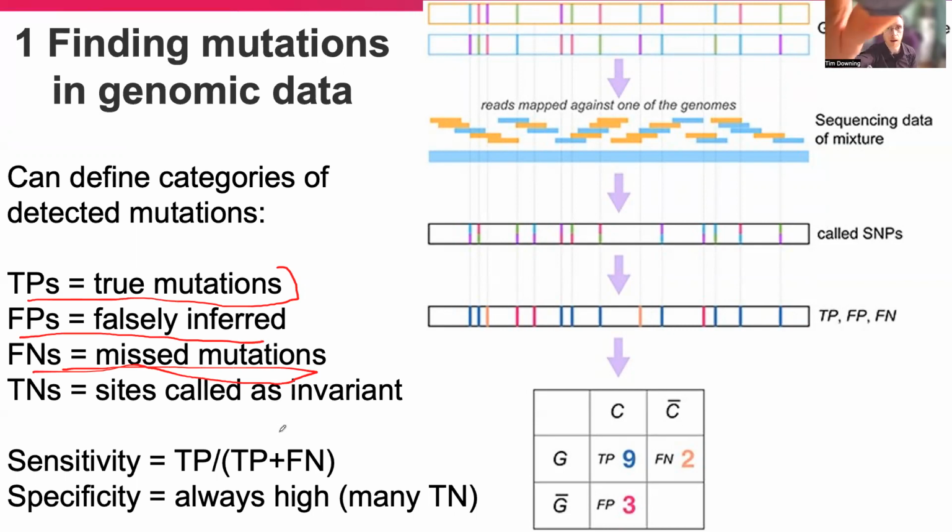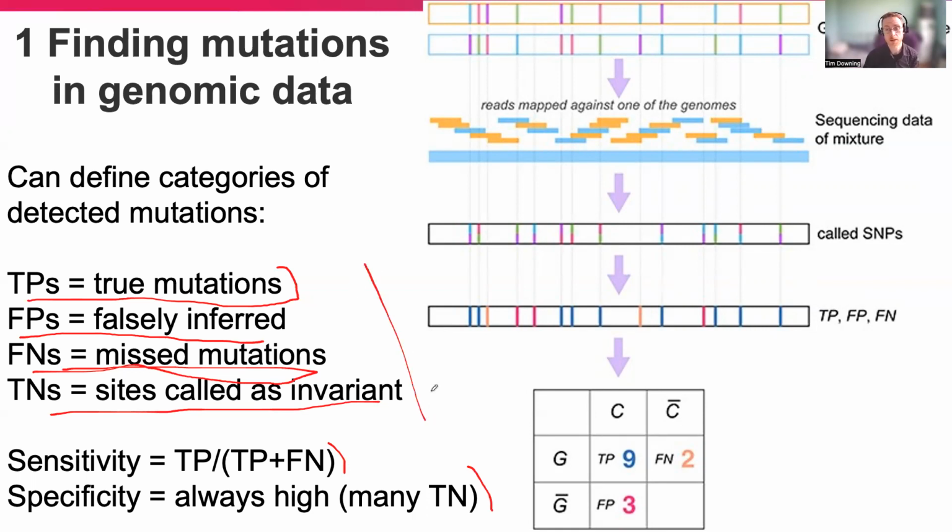And that can be a consequence of just trying to optimize things more effectively. And then the vast majority of our sites are going to be true negatives. They're the ones that don't vary, and we identify them as invariant. That means we can calculate the sensitivity and specificity in the same way that we did before.